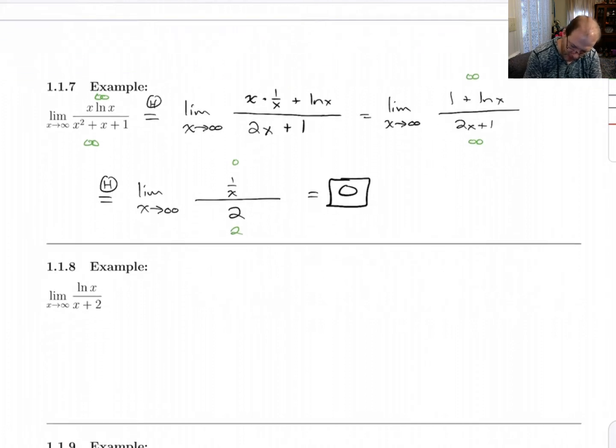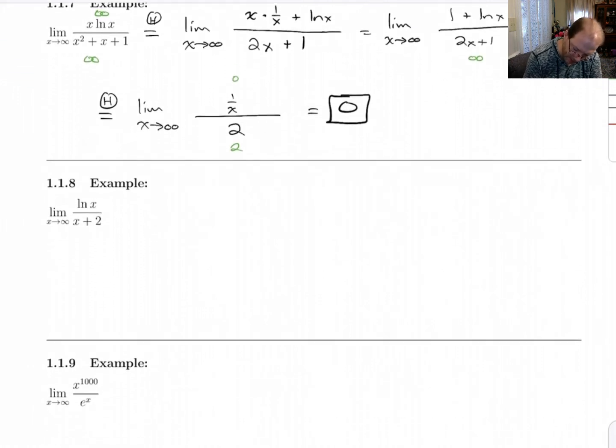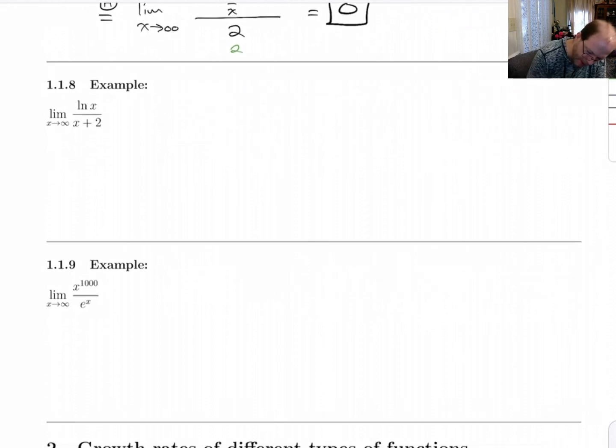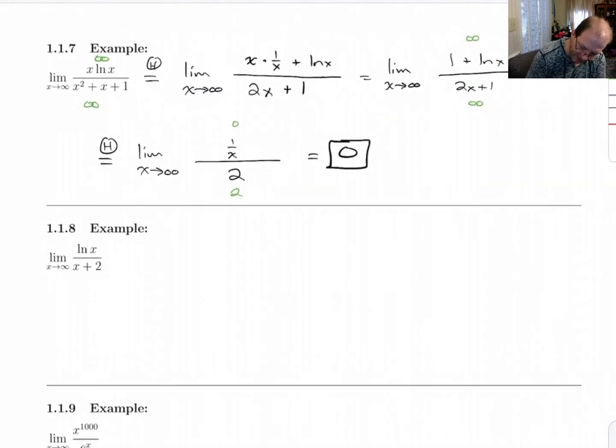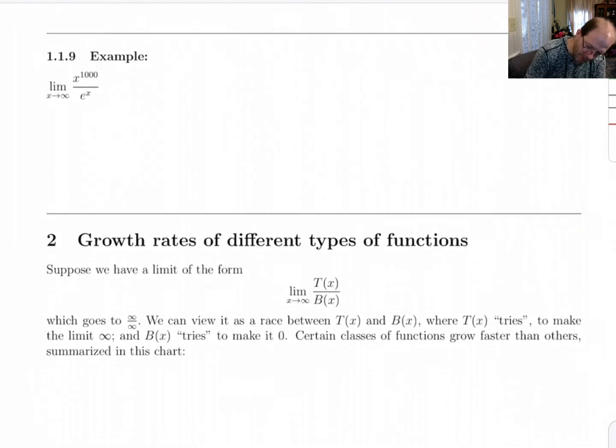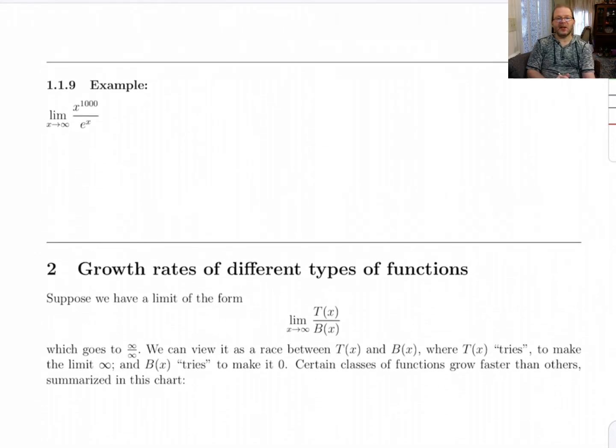All right, let's see this next one. I'm going to skip that one for right now because it's actually very similar to the limit we did there. So let's skip 1118. 1119, let's look at this one. This one's kind of interesting.